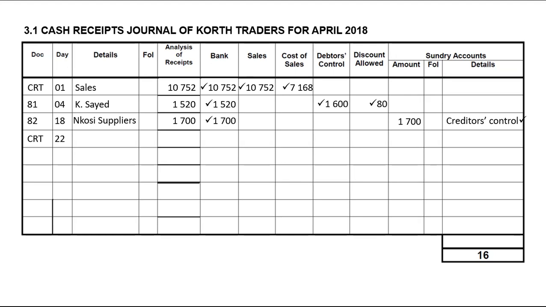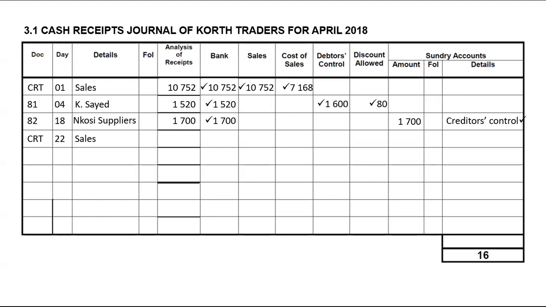We sold goods to who? We don't know. So we're going to write sales under details. And the bank will have that 20,600. Please know that we will not record this under analysis of receipts because it was a credit card payment. So it goes into our account directly. So we did not receive this.